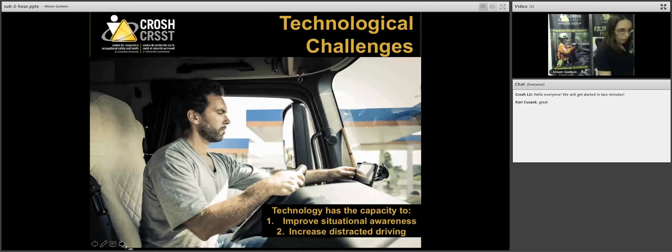So we know that technology has the capacity to improve situational awareness in all these industries: construction, mining, warehousing. And we also know that it has the potential to increase the rates of distracted driving. So we know that distracted driving is prevalent in passenger vehicles for sure. And as we add more technology into that situation, the distracted driving increases, but it can give information to the operator that can help them respond to stimuli in their environment.